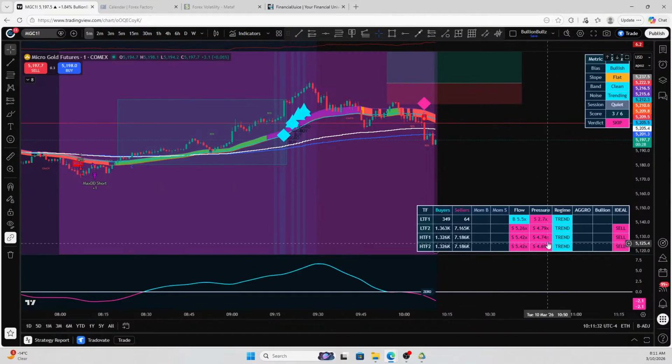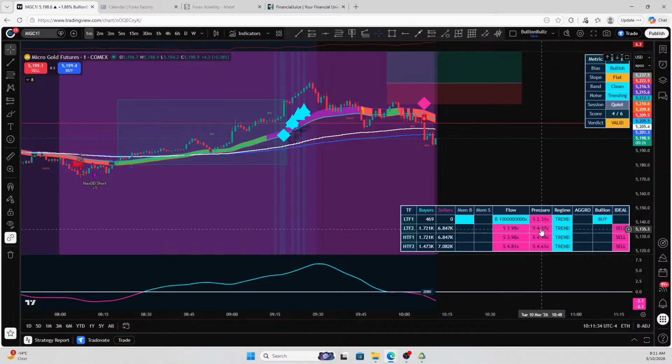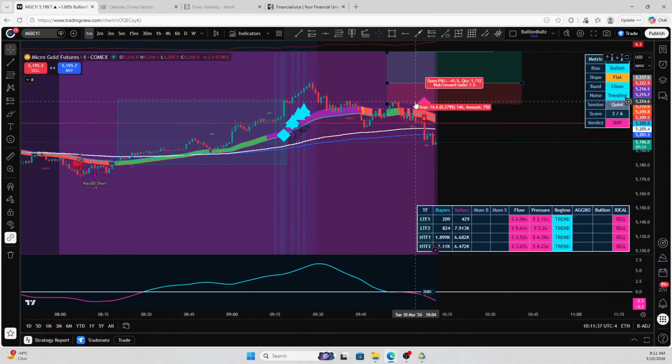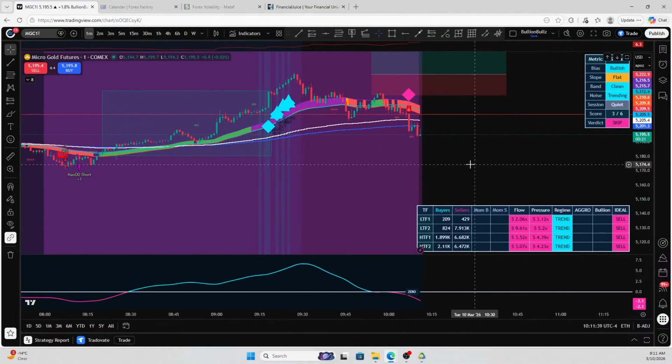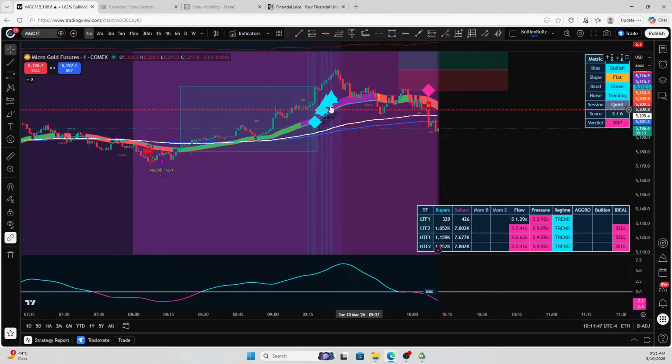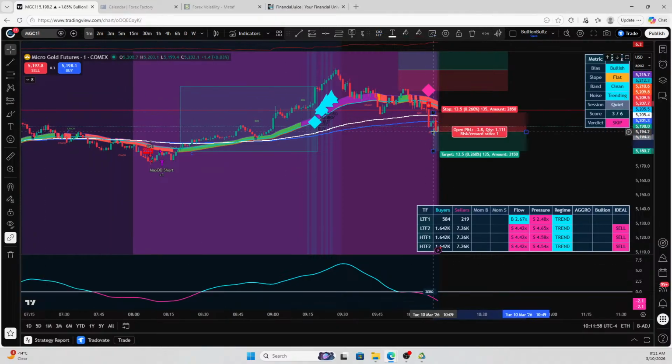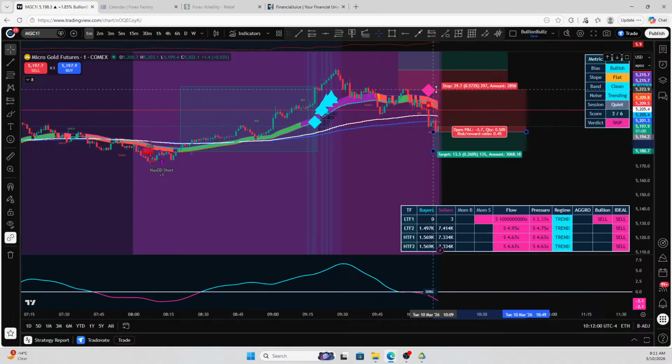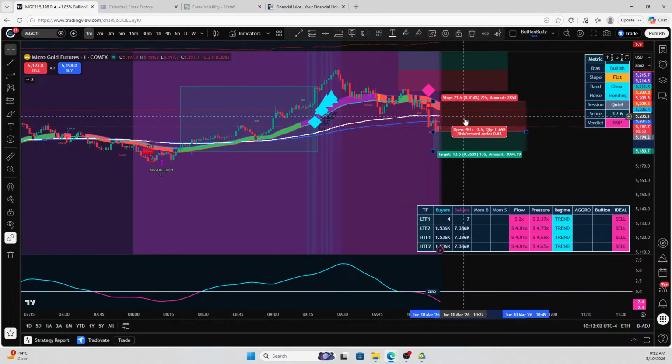Pressure is at 4.69. We do want to see this increasing to see a potential trend continuation to the downside. But right now, this is a counter trend move. Stops are quite long, right? That's the only issue I have right now. 194, 215.